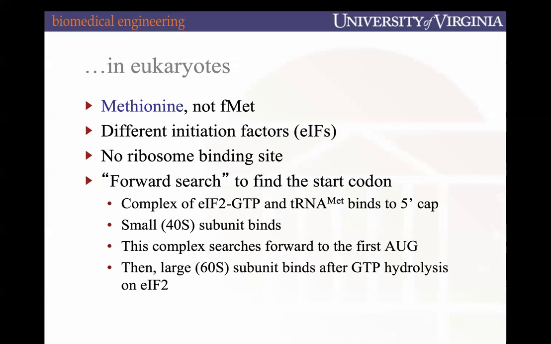And that's when we have the entire ribosome complex with that first transfer RNA, that's methionine, at the start codon now. So the way I would describe this perhaps is that the three key distinctions are that we don't have formylated methionine, we have differently named initiation factors, and we don't have these ribosome binding sites, but instead this forward search from the 5' cap down to the start codon.